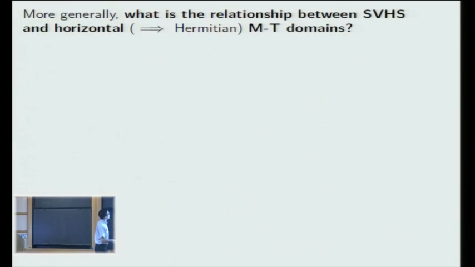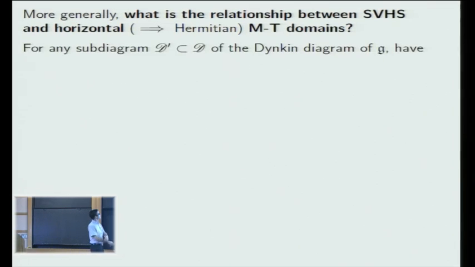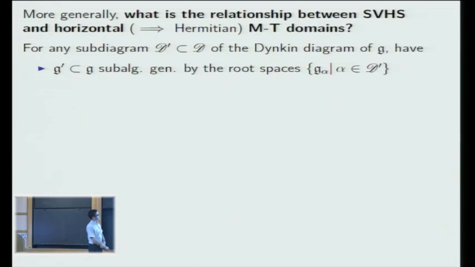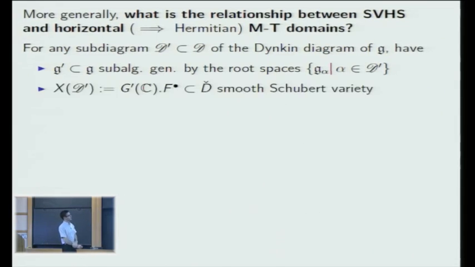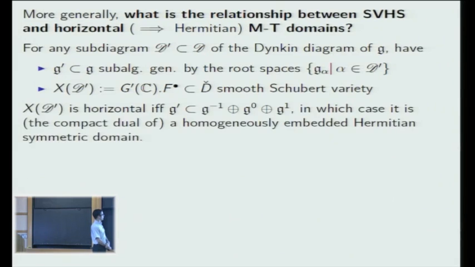So what is the relationship between Schubert variations of Hodge structure and horizontal Mumford-Tate subdomains? So for any subdiagram of the Dynkin diagram of G, there is a standard construction of Schubert varieties, which goes like this. You take the subalgebra generated by the root spaces in the sub-Dynkin diagram, corresponding to those simple roots, and you take x of d prime to be the orbit of f dot under that G prime. That's a smooth Schubert variety, and it's horizontal if and only if G prime is contained in there, in which case it's the compact dual of a homogeneously embedded HSD.